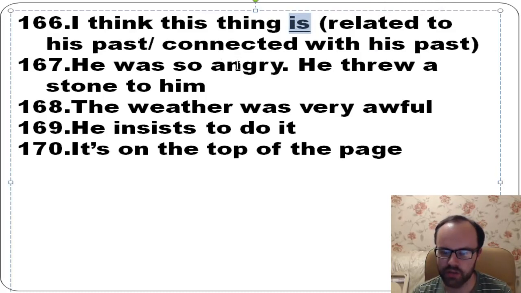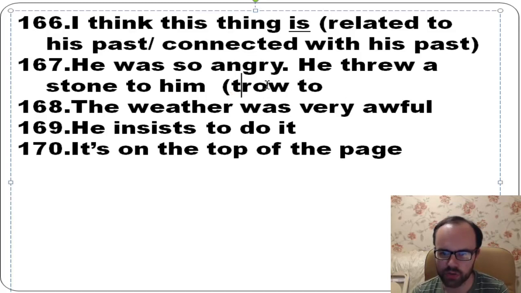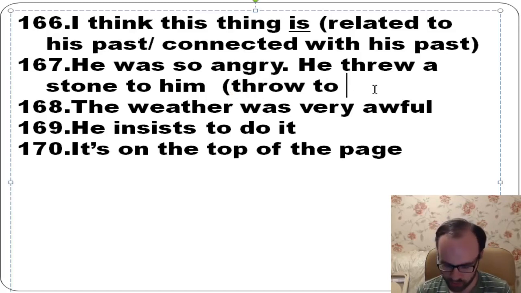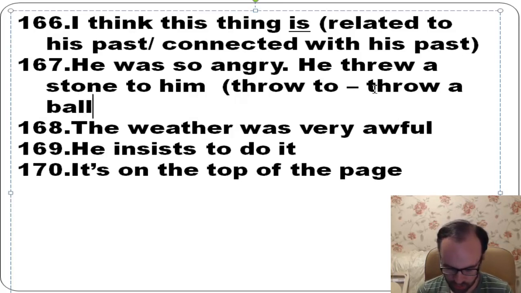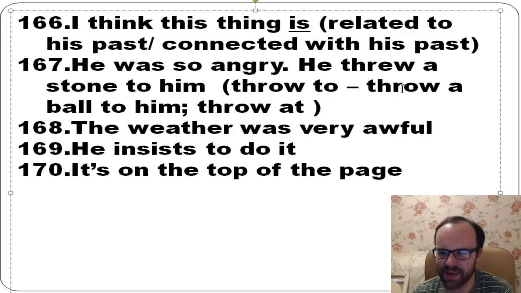He was so angry, he threw a stone to him. So you can say throw to, for example, throw a ball to him. But if you are angry, you say throw at. Throw a stone, throw a knife. So if you're angry, you use this preposition at. So he threw a stone at him.